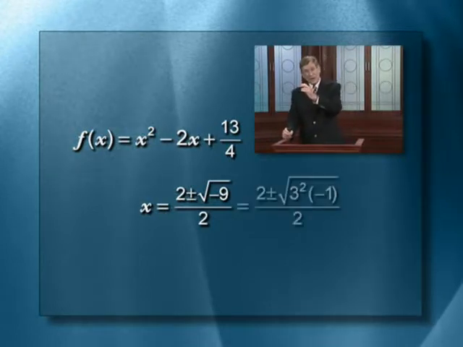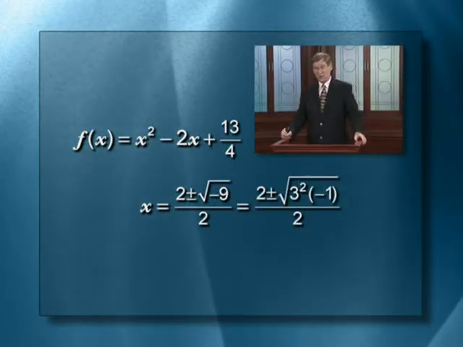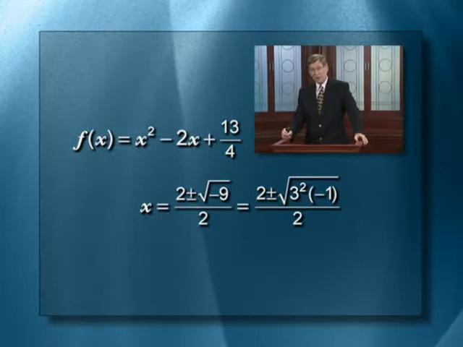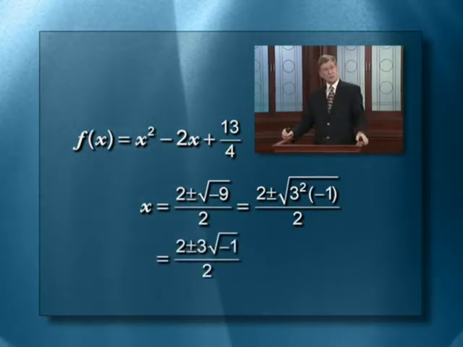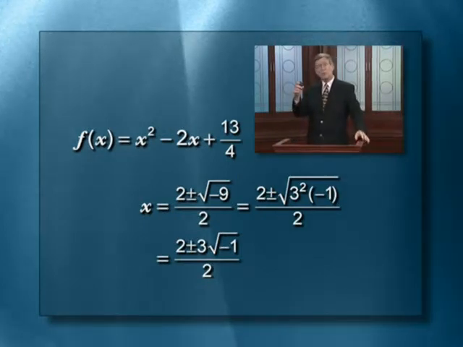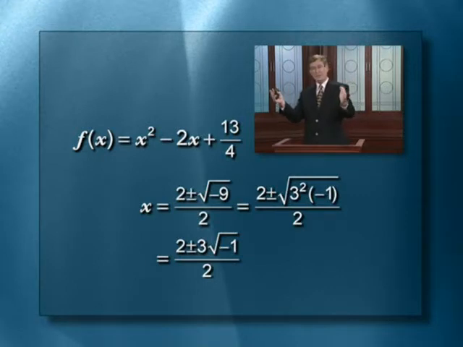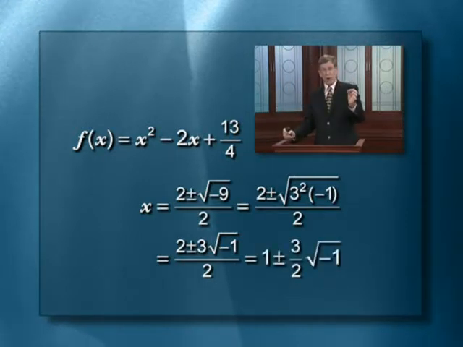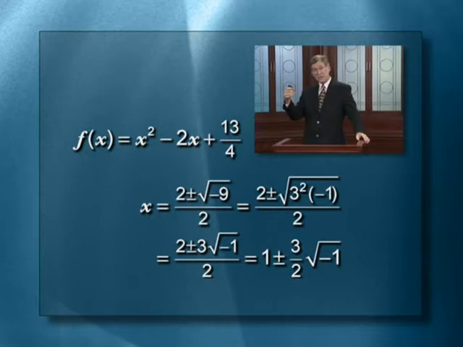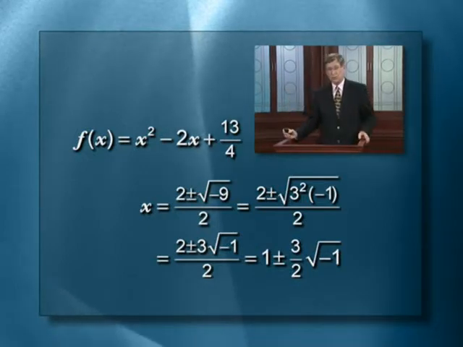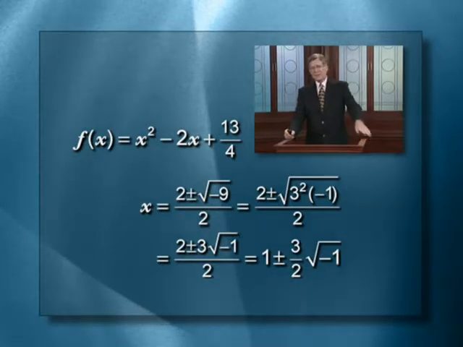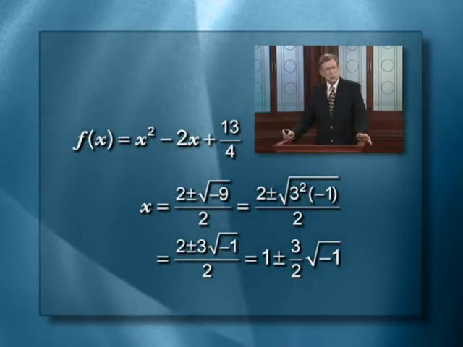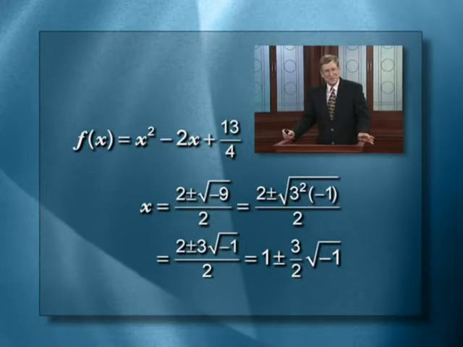And then we factored out a 3 from the radical. 9 is 3 squared. And so we now can write it as 2 plus or minus 3 times the square root of minus 1 over 2. And if you want, you then can split it into two pieces. 2 over 2 is 1, and 3 over 2 is 3 halves, square roots of minus 1. And again, there's that plus minus sign. Well, this was an unfortunate occurrence because the square root of minus 1 doesn't exist in the real numbers.